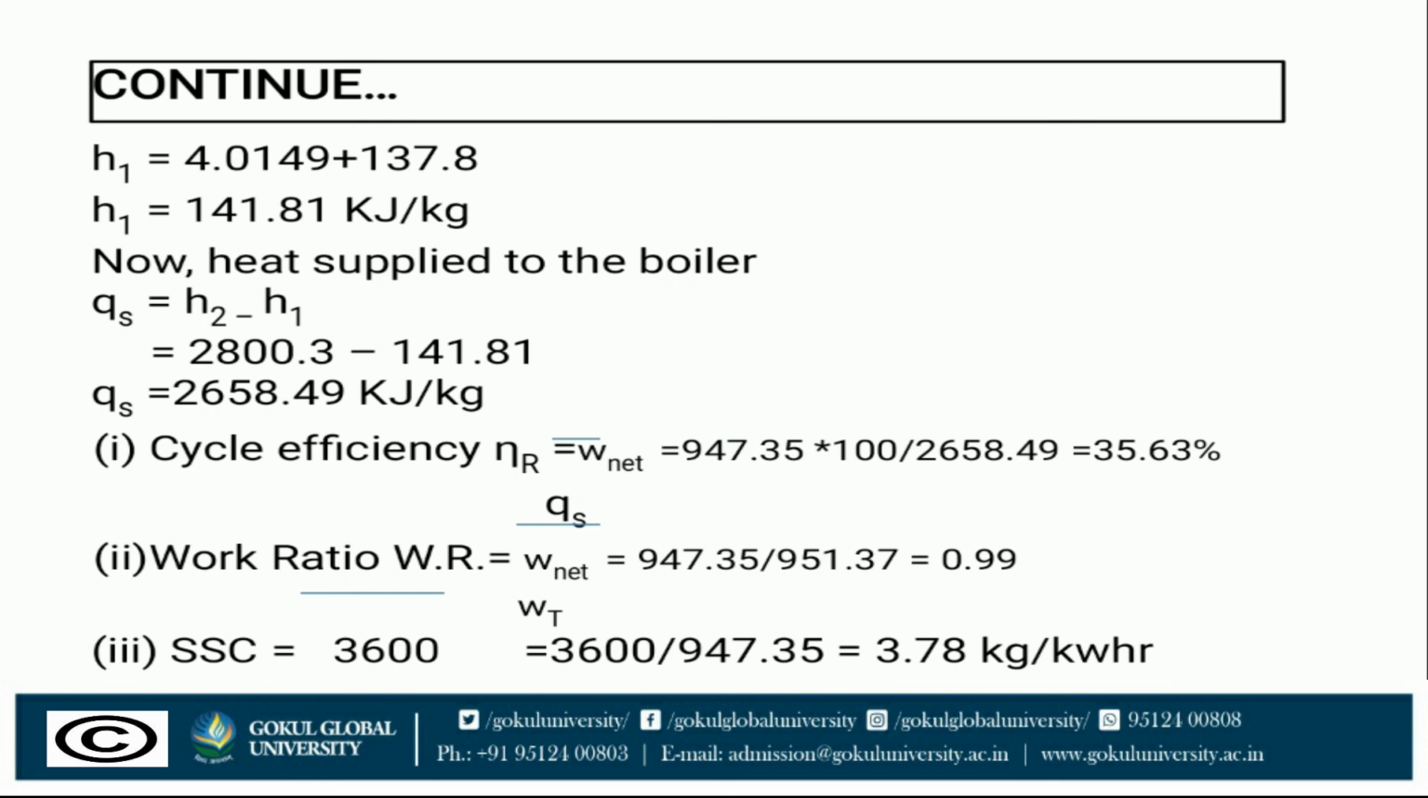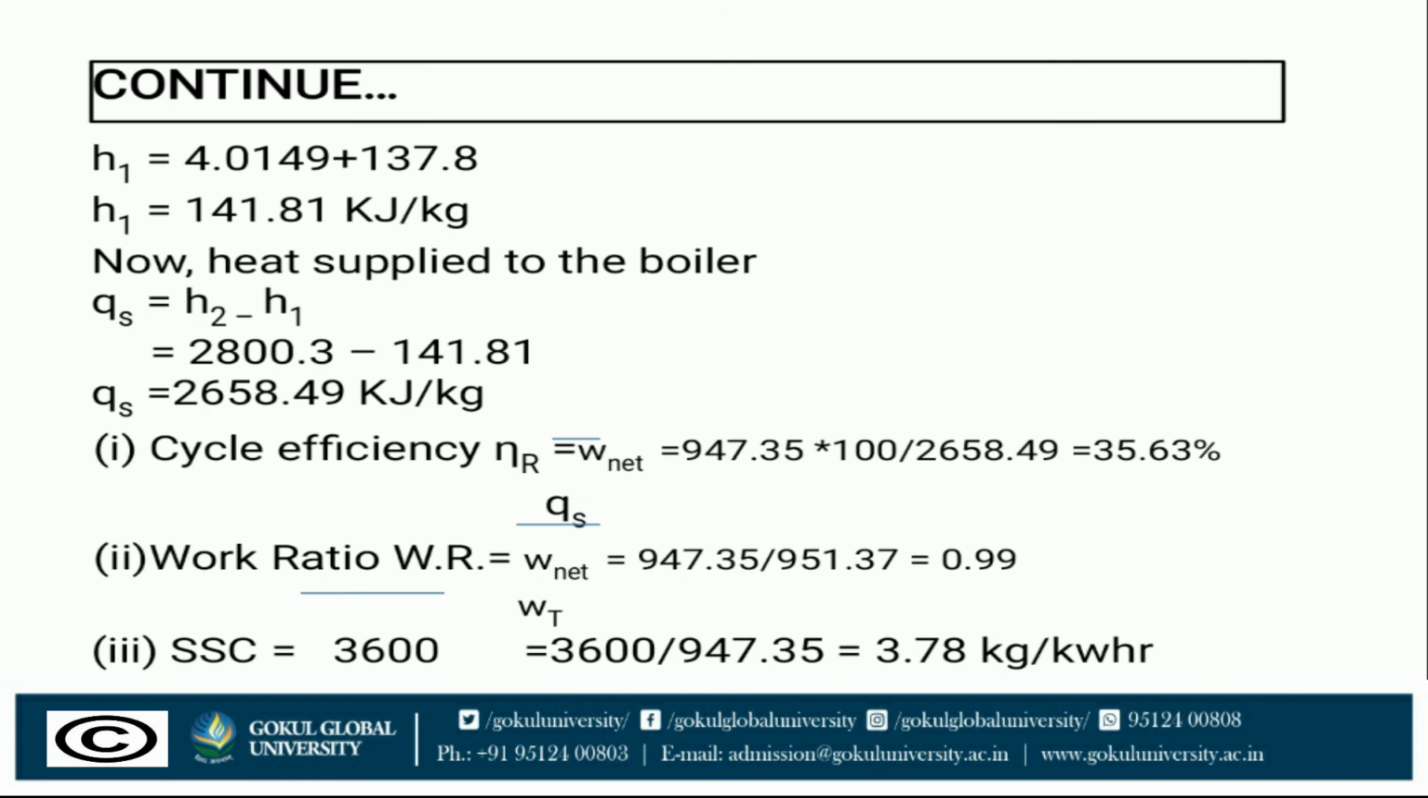Now the heat supplied to the boiler, Qs, is equal to H2 minus H1. Putting in the values, H2 is 2800.3 minus H1 141.81. We obtain the value of Qs as 2658.49 kilojoule per kg. Now we find the Rankine cycle efficiency, eta R, equal to W net by Qs. Therefore, 947.35 into 100 divided by 2658.49. The answer is 35.63%.